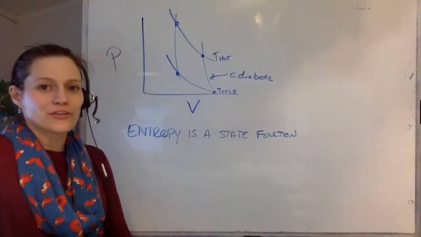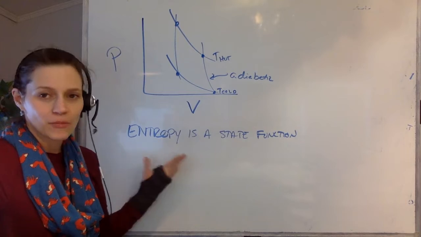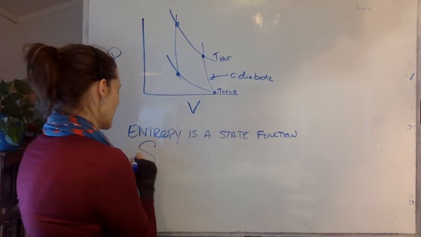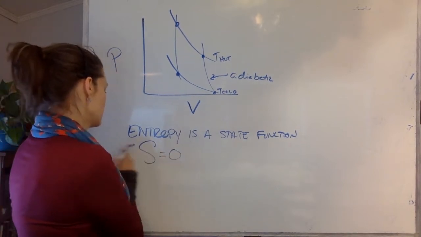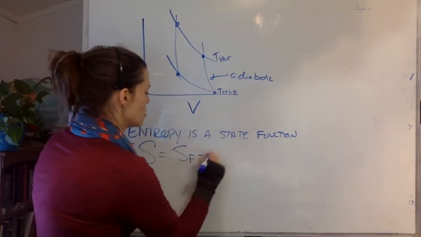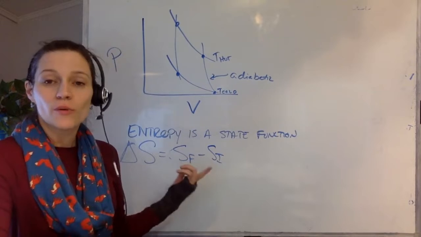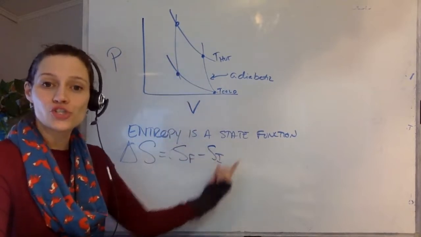Entropy is a state function. That is an incredibly important aspect of thermodynamics. So S has to be a state function. So delta S is equal to S final minus S initial, i.e. path independent. So what we're going to do is use the Carnot cycle to show that this is true.